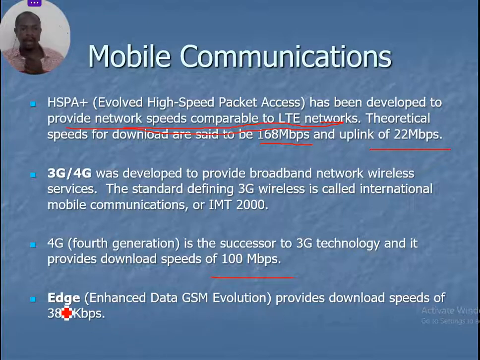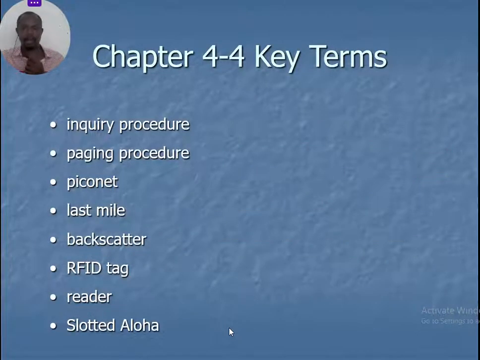Then another one that has been developed is Edge. Edge is called Enhanced Data GSM Evolution, and it provides a download speed of about 384 kilobit per second. That's Edge technology for mobile communication or mobile applications.